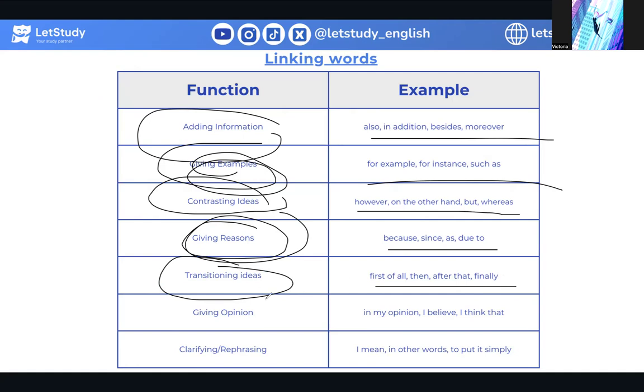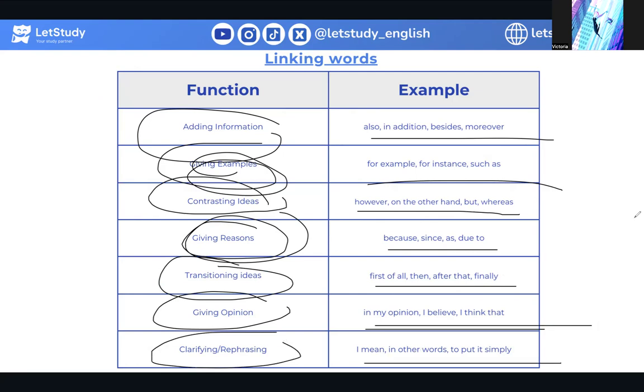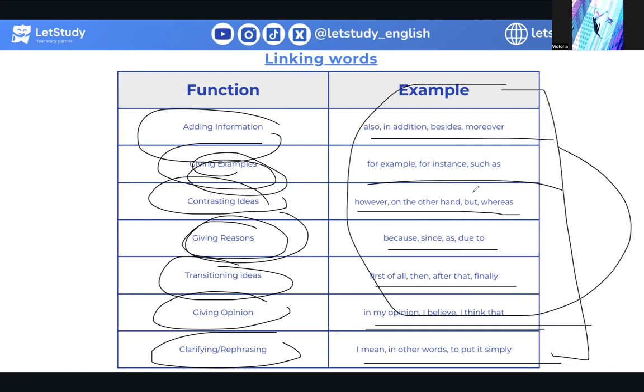Misalnya kayak gitu. Can also be used to give opinion. In my opinion, I believe, I think that, clarifying and rephrasing. I mean, in other words, to put it simply. Jadi sebenarnya kalian gak harus hafal semua ini. Kalian cuma harus kayak menggunakan satu atau dua. Tapi yang penting itu, kalau misalnya mau kasih contoh, jangan menggunakan satu itu kelebihan. Misalnya, jangan use for example terus. Bisa diganti-ganti juga. For example, for instance. Kalau pakai satu linking word lebih dari sekali itu boleh, tapi jangan berlebihan juga.